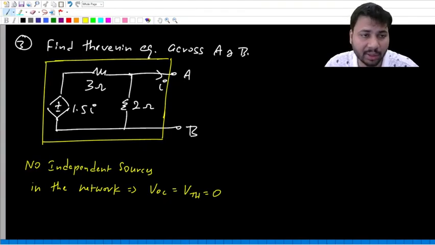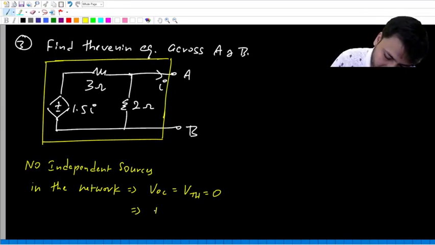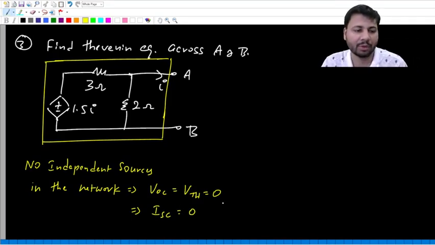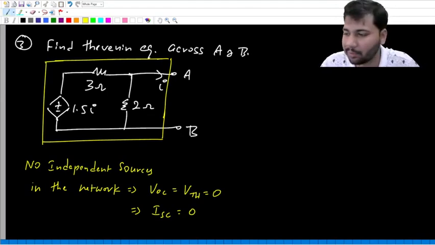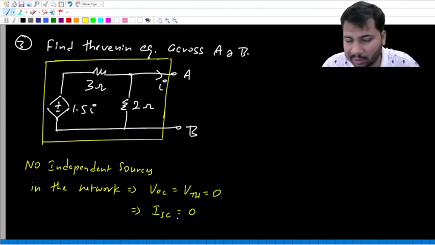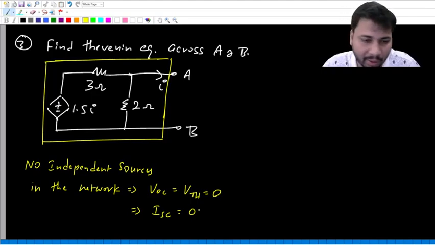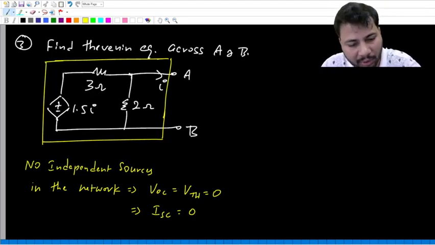Now what is the other thing we need to find? RTH. RTH is what? VOC by ISC. So here not only VOC will be 0, even ISC will be 0. So if at all you think you can find RTH by using the fact that RTH is VOC by ISC, you cannot do it that way, because VOC is 0 and ISC is also 0. 0 by 0 is what? Indeterminate. You cannot really find RTH using that method. Okay.